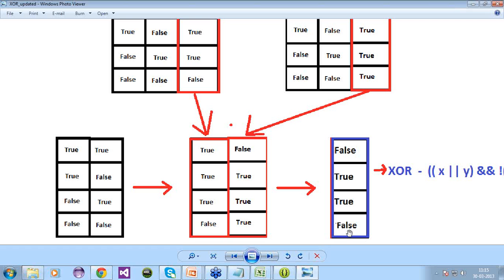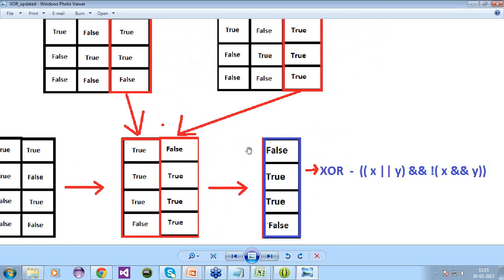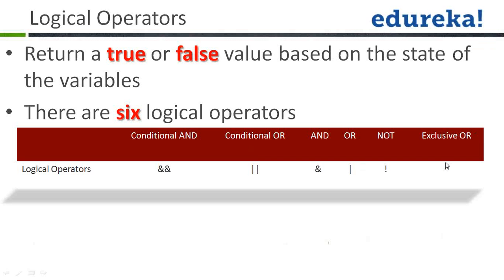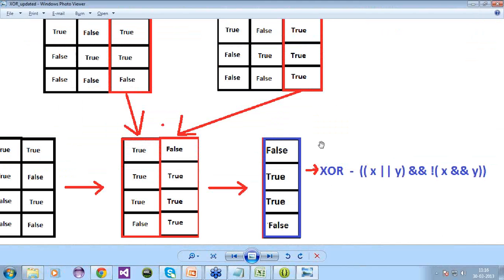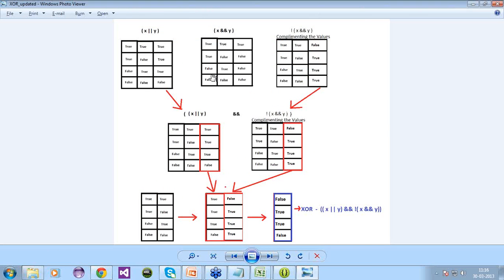Formula for XOR, that is what is written right here. Now you can directly use the XOR operator. I'll show you the presentation. This is the XOR operator; this is conditional AND, this is conditional OR, and this is exclusive OR. But if you have to implement XOR using conditional AND and conditional OR, you can use this expression, and to justify it I have prepared this diagram.